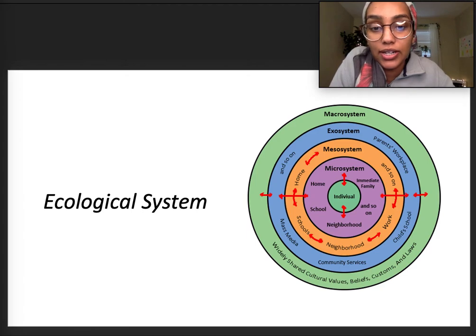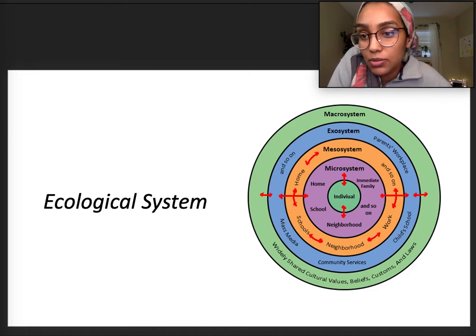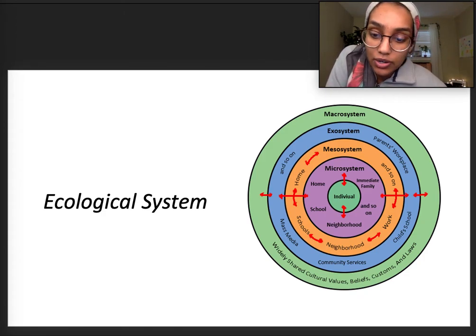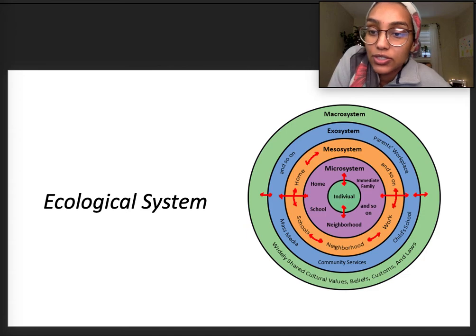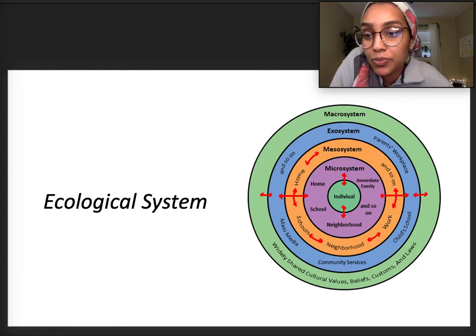Okay, let's go ahead and look at the ecological system and what that means. This is a system that was created by Bronfenbrenner, and it essentially says that a child's development is dependent on everything that surrounds that child, both immediate and even things that are outside of their surroundings. And so it just looks at the environment that contributes to a child's development. We start with a microsystem.